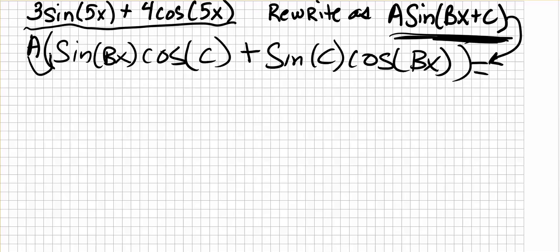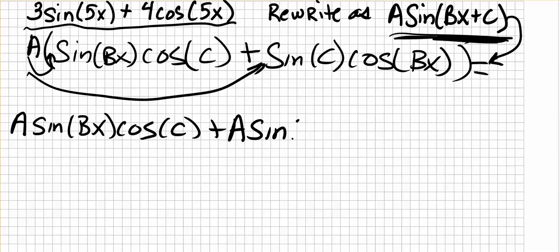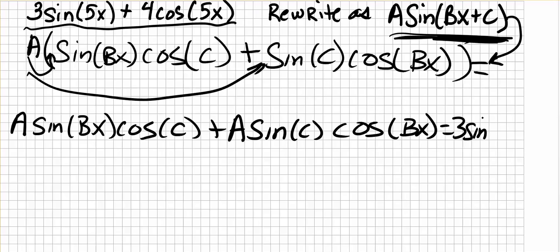So before I start with that, I'm going to multiply or distribute a through. So we get a sine of bx cosine of c plus a sine of c cosine of bx is equal to our 3 sine 5x plus 4 cosine 5x.